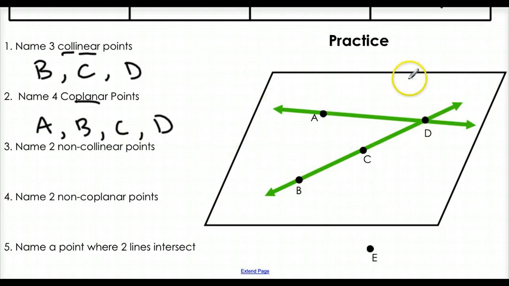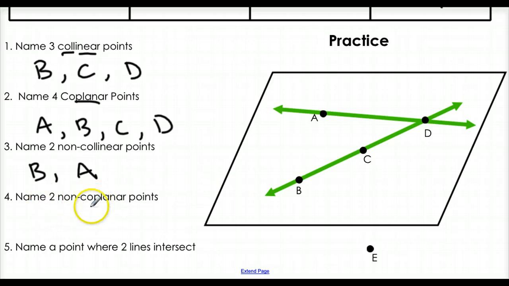Any 2 points here that are not on the same line. Well, let me see. B and E. Now, you know what, let's say A, B and A are not on the same line, right? Also B and E, not on the same line.